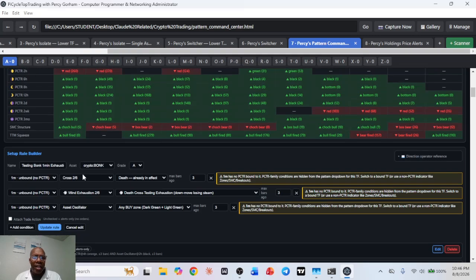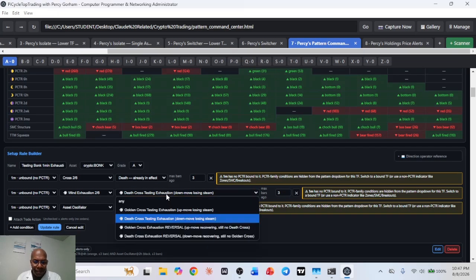It's going to take me here and let's see what I was looking at. I was looking at Bonk on the 1 minute time frame. And I wanted to see the 2 and the 6 death cross already in effect, which means the price has been going down. And I put in the win exhaustion for the 2 and the 6 death cross, right? Which means it was moving down, but I wanted to know when it started cutting up.